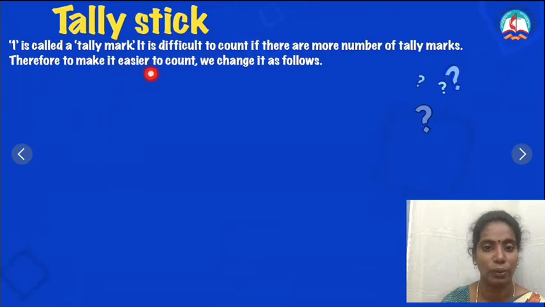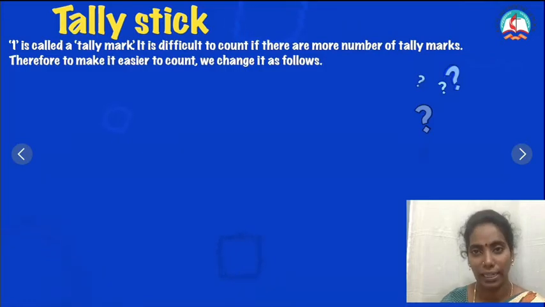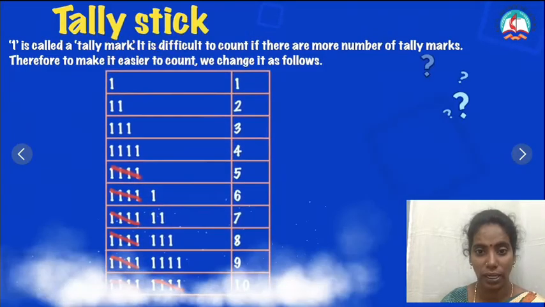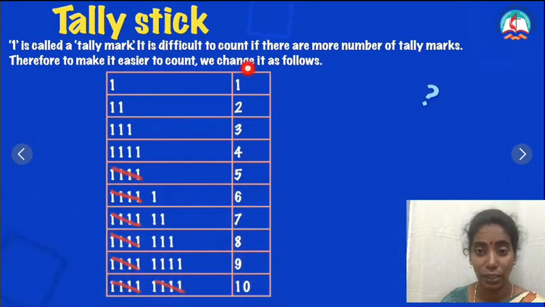Therefore, to make it easier to count, change it as follows. Okay, look at that. The 1 is represented as 1, 2 as 2, 3, 3, 4, 4. What happens after 4? You have to draw 4 lines and stack the fifth one across them. So that shows us a 5.